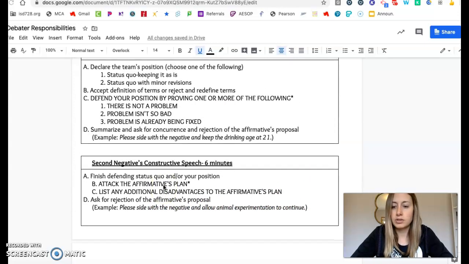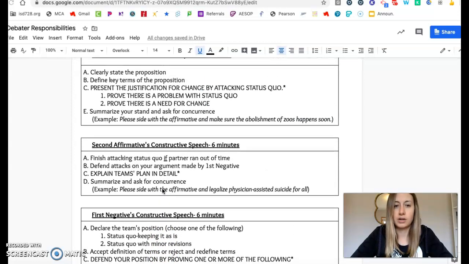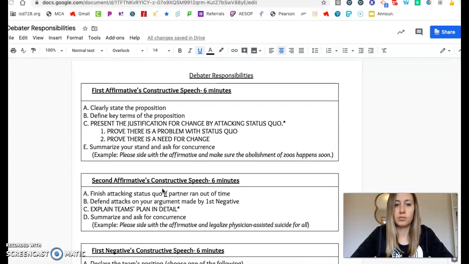So these are the roles and the jobs. We will talk about the order coming up at some point, but whatever role you end up having, just make sure that you look at this so that you know what you're supposed to be doing.